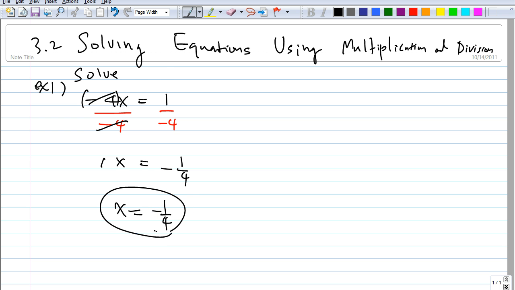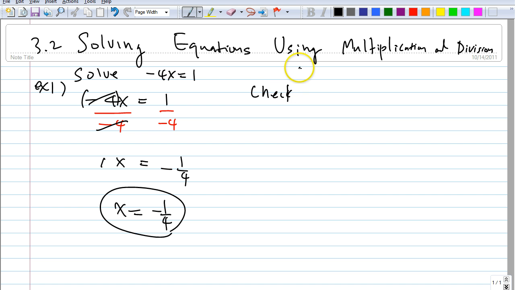There's your solution. In other words, let me rewrite the original question again. It was negative 4x equals 1. So in other words, if I were to plug in negative 1/4 in place of that x, I should get what, class? Yes, Robert. I should get 1. And let's check and see if it's right. How do we check these?